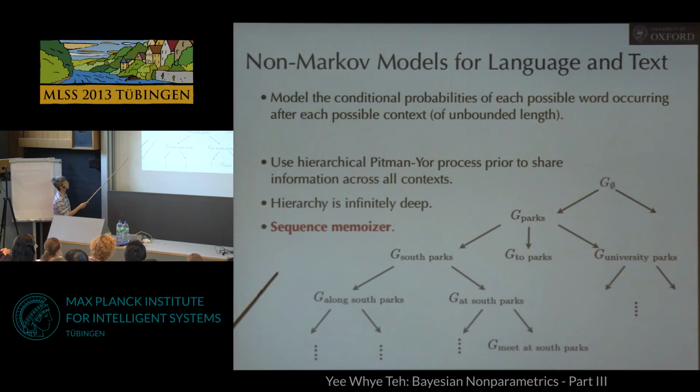Okay? So this is what's called a sequence memorizer. So one question might be, is it possible to do inference efficiently in a model like this, right? We have a very huge number of parameters. This is a non-parametric model, of course.